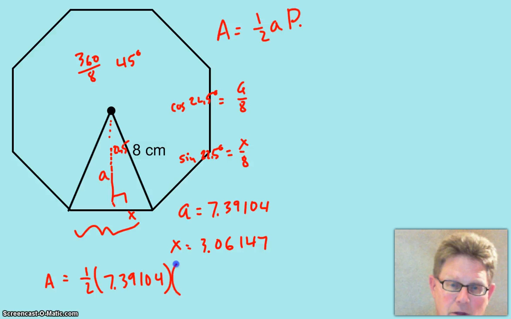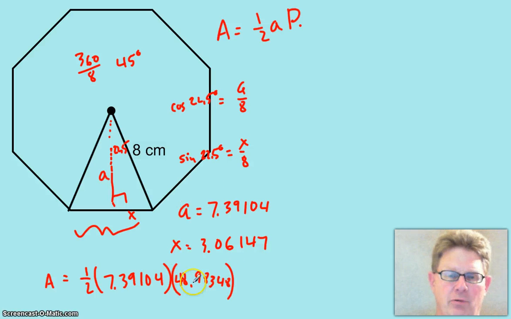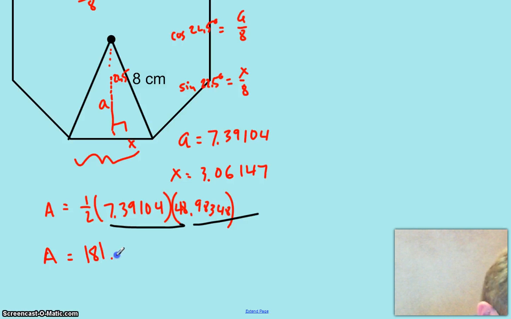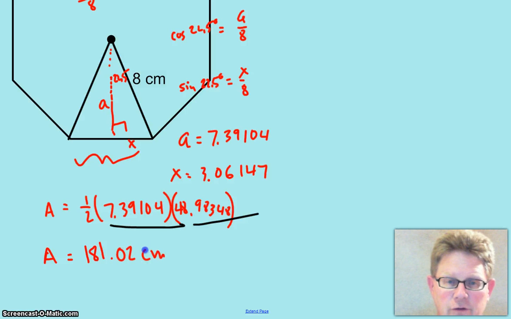And when we multiply that by 16, we get, sorry, calculator again, that perimeter was somewhere around 48.98348. So that makes the area equal to 181 point, let's just go out to 2 places on that, 0.02 square centimeters. Wow, that's intense, that's crazy, and yeah, sorry, that's the way life is sometimes.